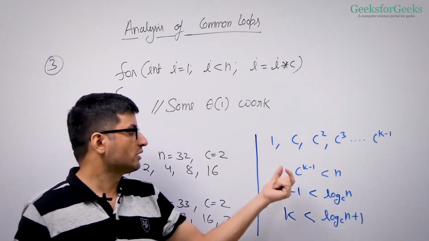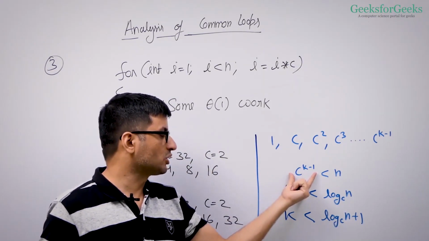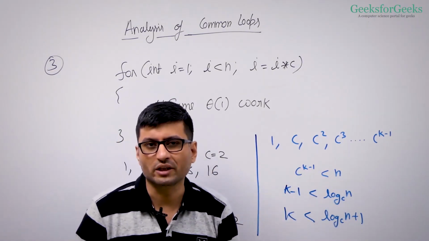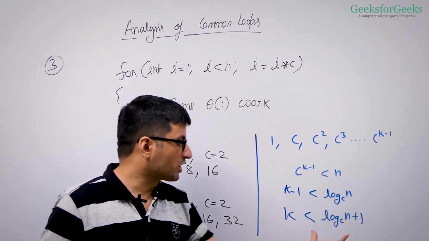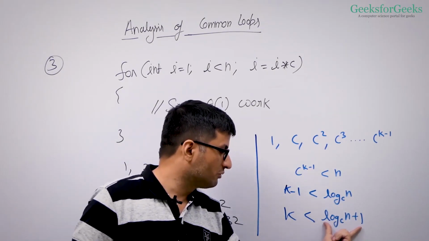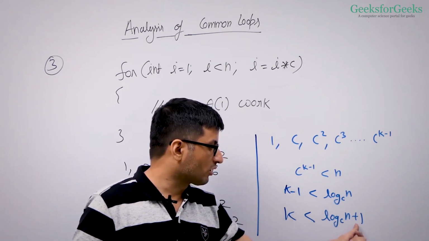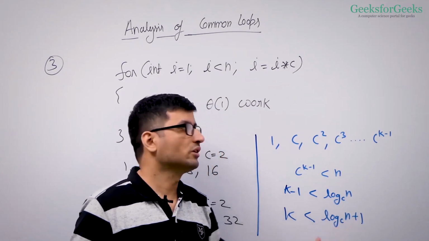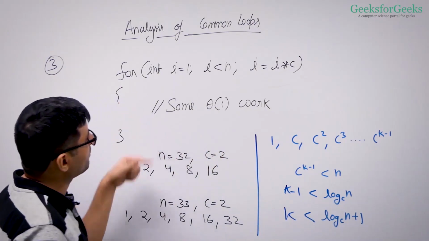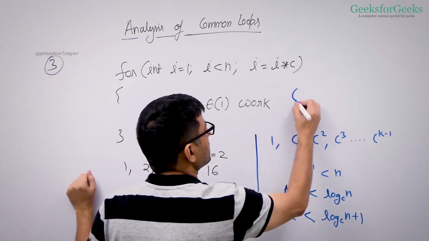And after that, this value is going to become c raised to the power k, greater than or equal to n. And then it's going to stop. So what is the value or order of growth of this expression? You can ignore the lower order term and you can say it's log n. So the order of growth of this particular loop is theta log n.